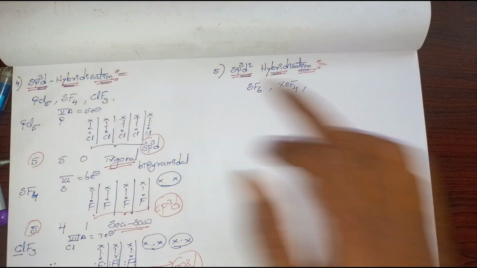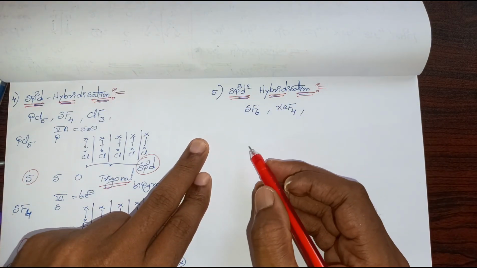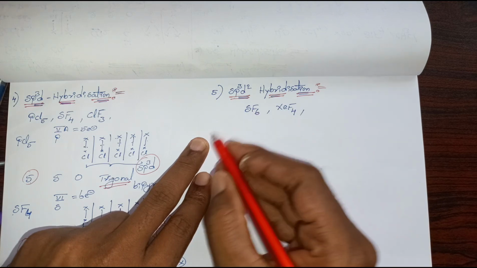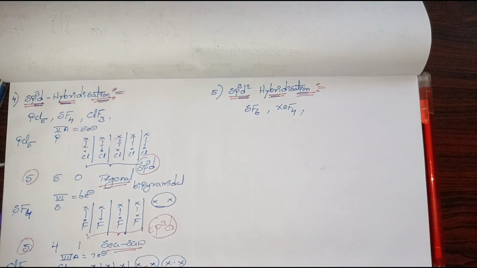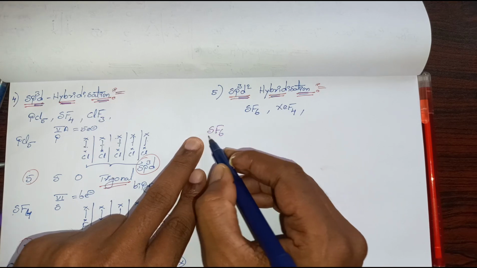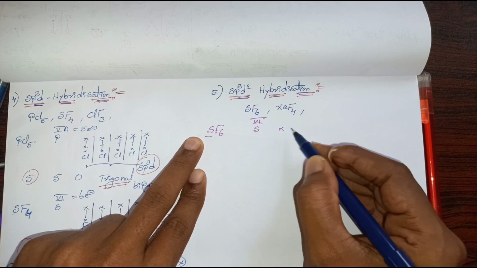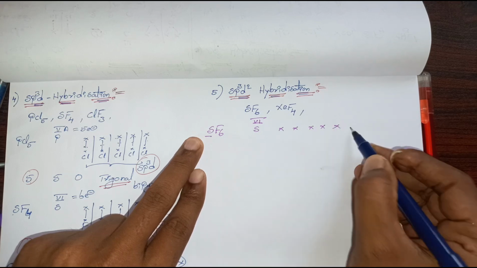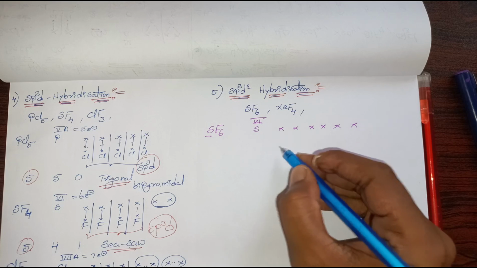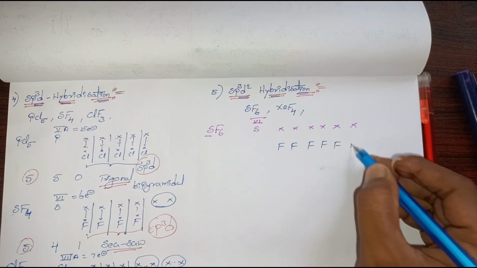Next, sp3d2 hybridization. Look at SF6. In SF6, what is the central atom here? Sulfur, group 6, valence electrons 6: 1, 2, 3, 4, 5, 6. Around the sulfur, how many fluorines are there? Six fluorines are there.